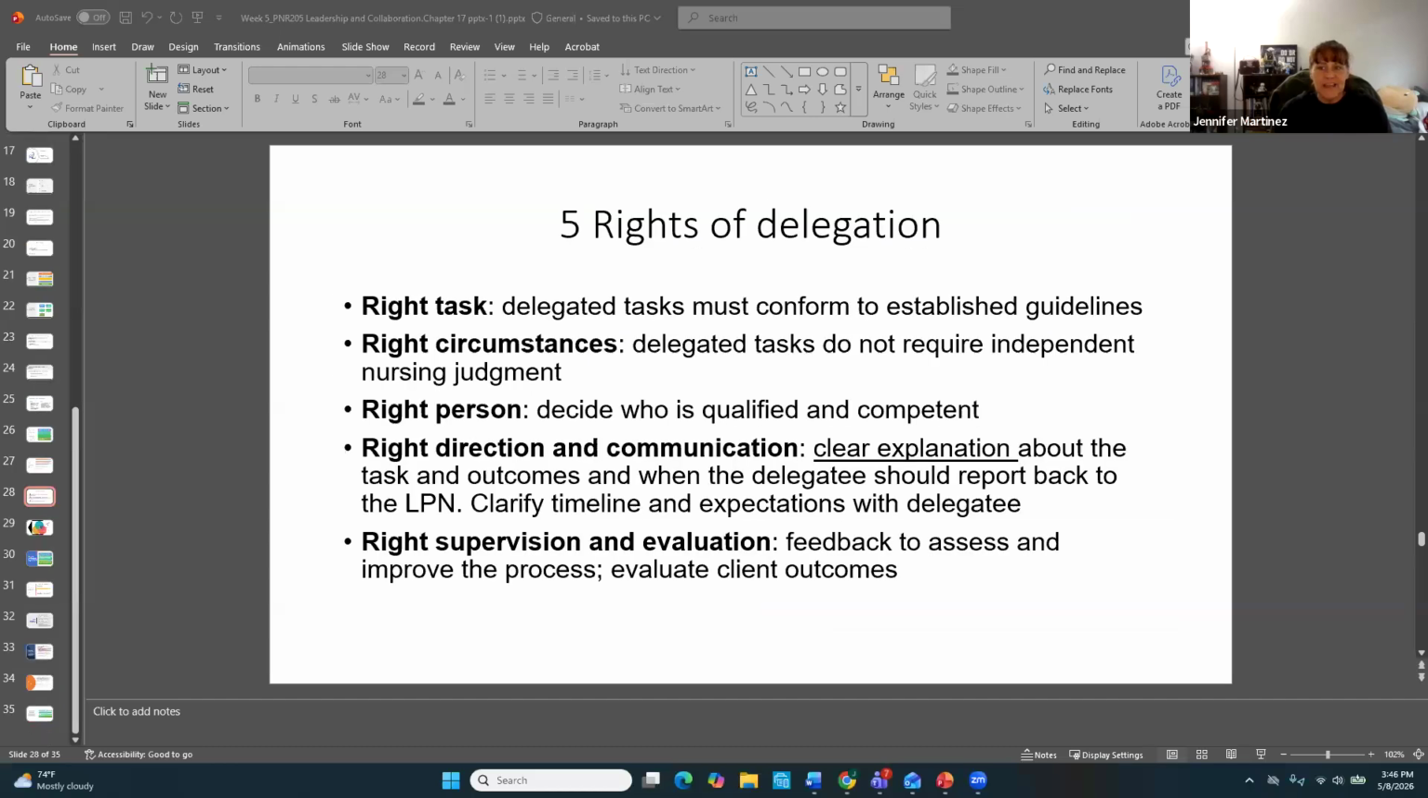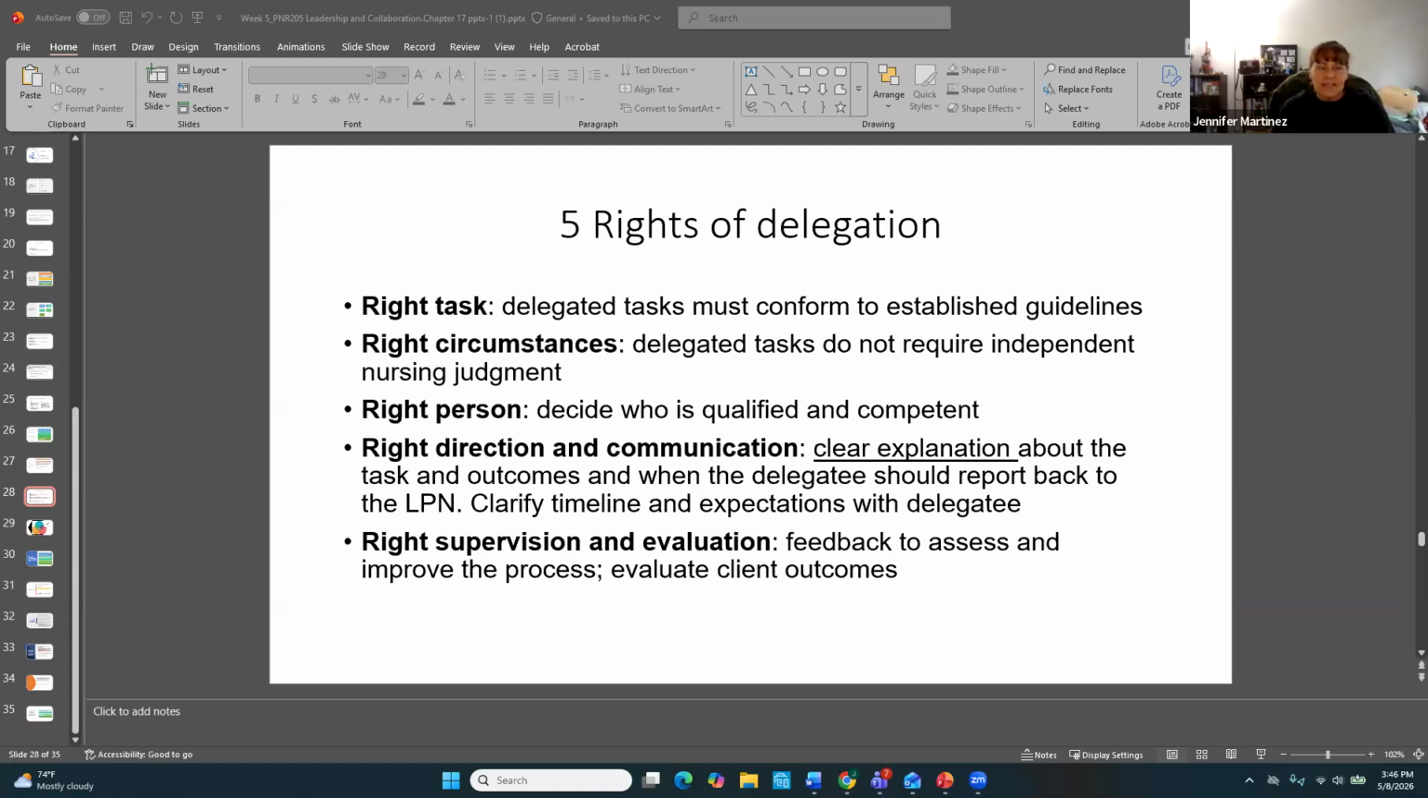There are rights to delegation, just like there are rights to medication administration. There are the 5 rights of delegation, and it is super important that you understand these 5 rights and that you can put them into practice. So we have the right task, which is a huge part of this.